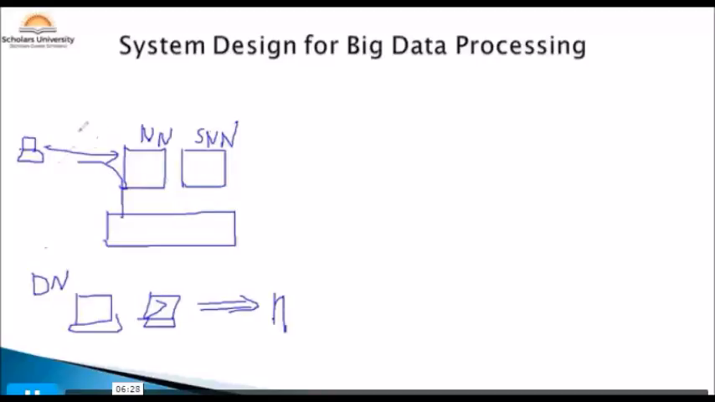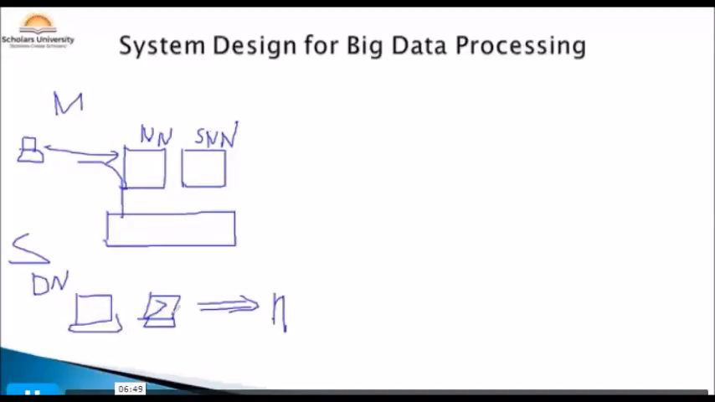Since this is a master, and these are slaves, all these data nodes are slaves and this is the master. Depending on what job the master assigns, the data node will perform. So now the premise was that these are dumb nodes.